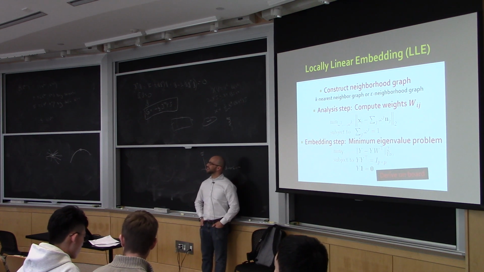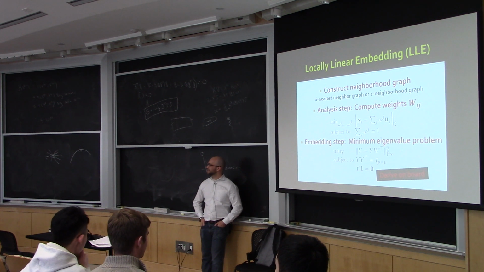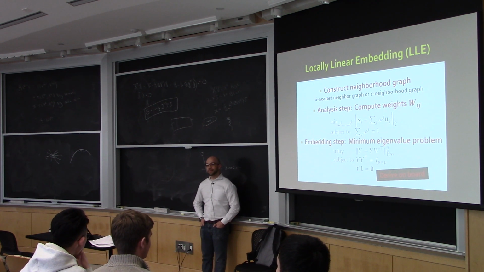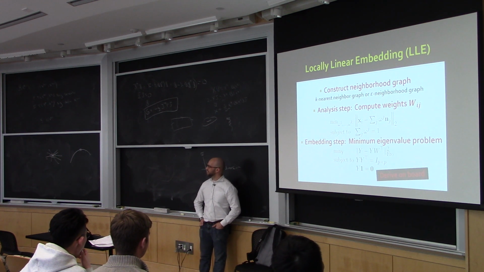I'm not sure in the original LLE paper what they did for the choice of k. There's no particular guideline for choice. No, it's the same as with k-means for clustering, right? I'm sure there's a lot out there, but the practical takeaway is people try a bunch and see what works.